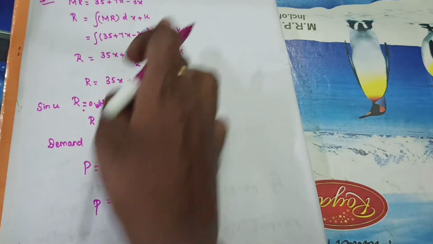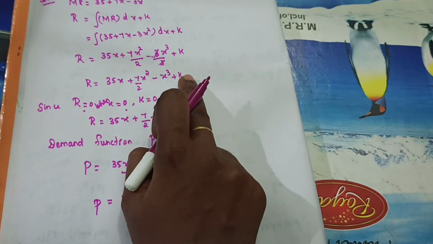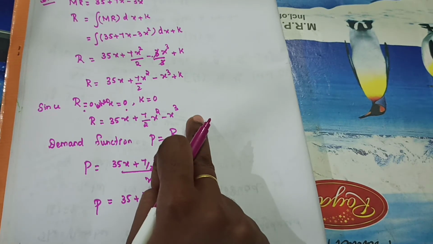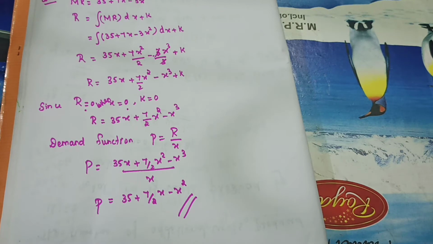So for the demand function, the main thing is k is equal to 0. So in the place of k you need to substitute a 0. Then afterwards find out the demand function. Understand? I hope you got it. Shall we move to the next problem?